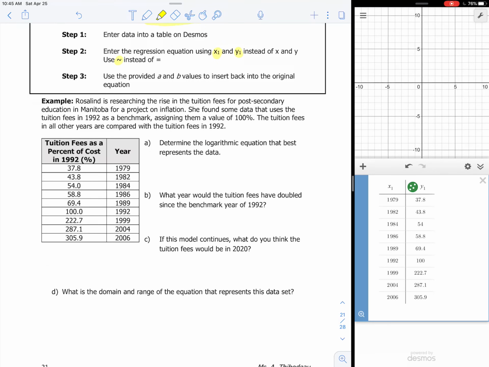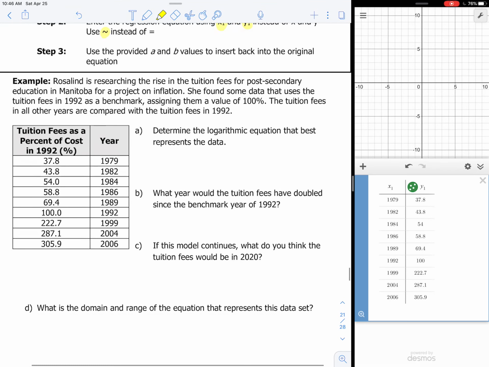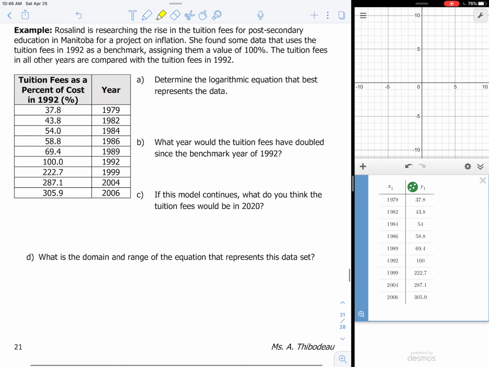Nice. So we're actually going to jump right into some regression examples, and here we have Rosalind. Rosalind is researching the rise in the tuition fees for post-secondary education in Manitoba for a project on inflation. She found some data that uses the tuition fees in 1992 as a benchmark, assigning them a value of 100%. The tuition fees in all the other years are then compared with the tuition fees in 1992.